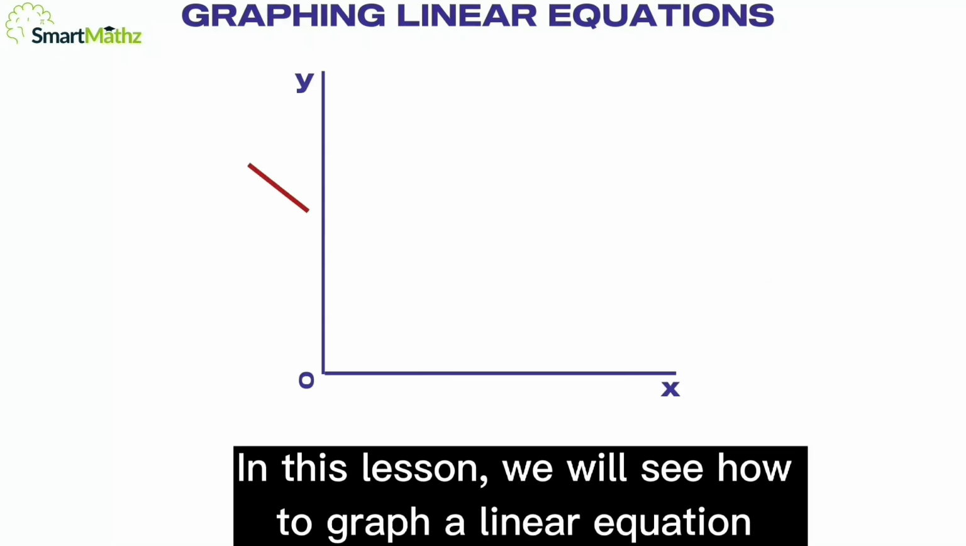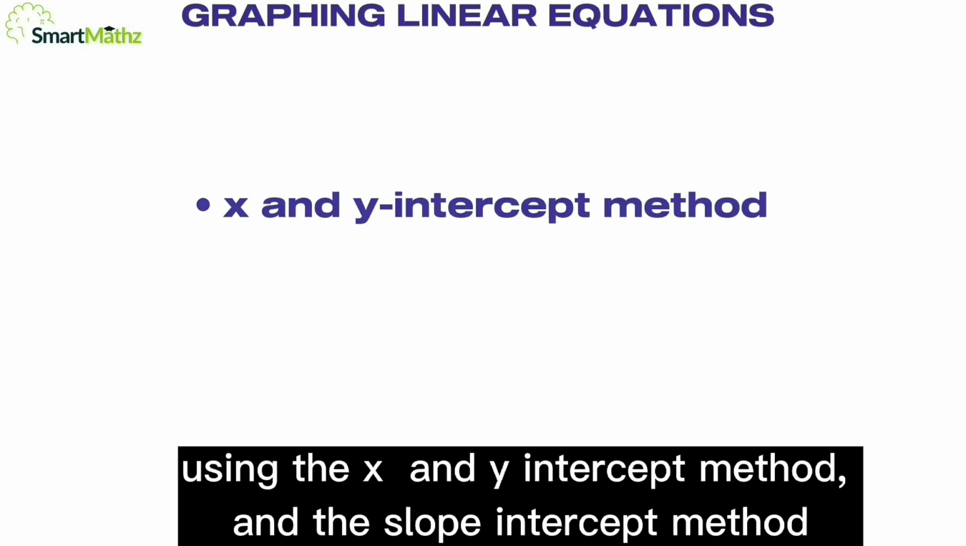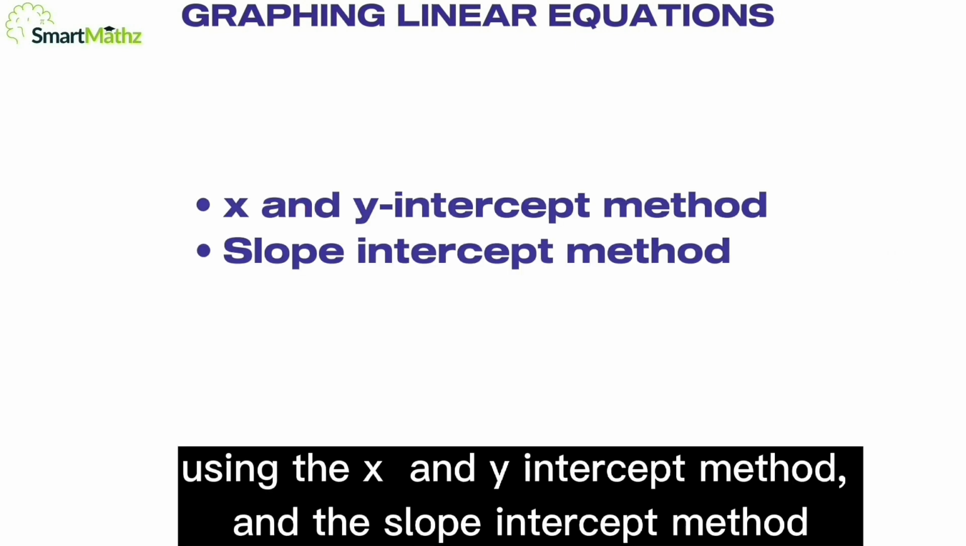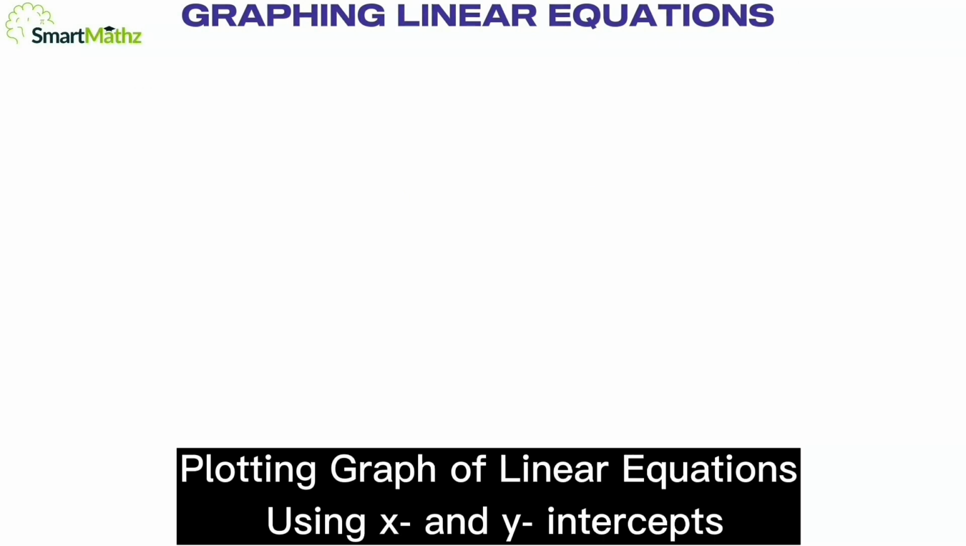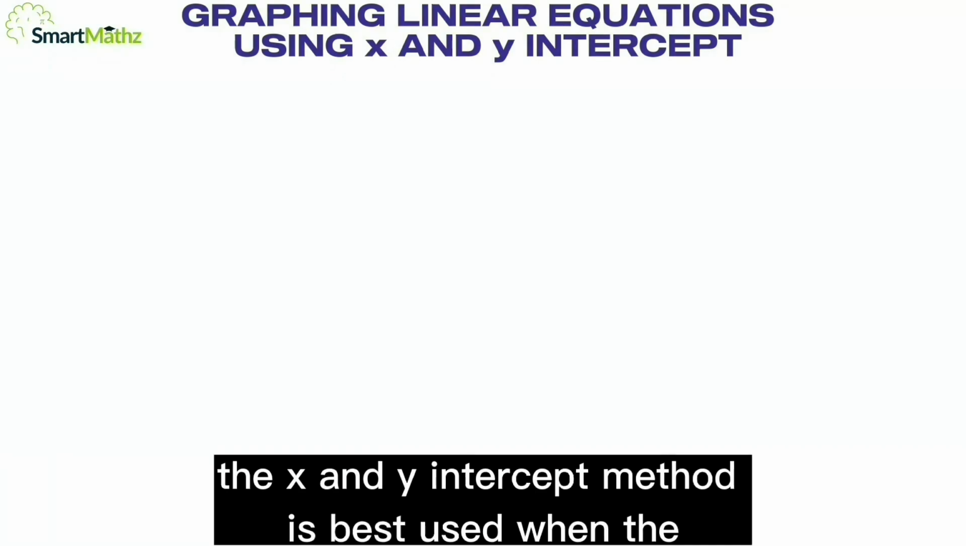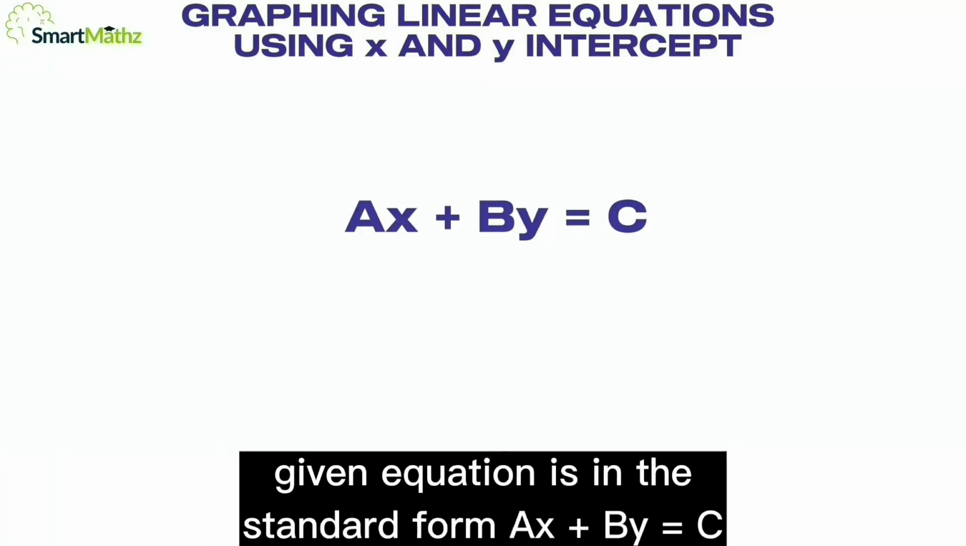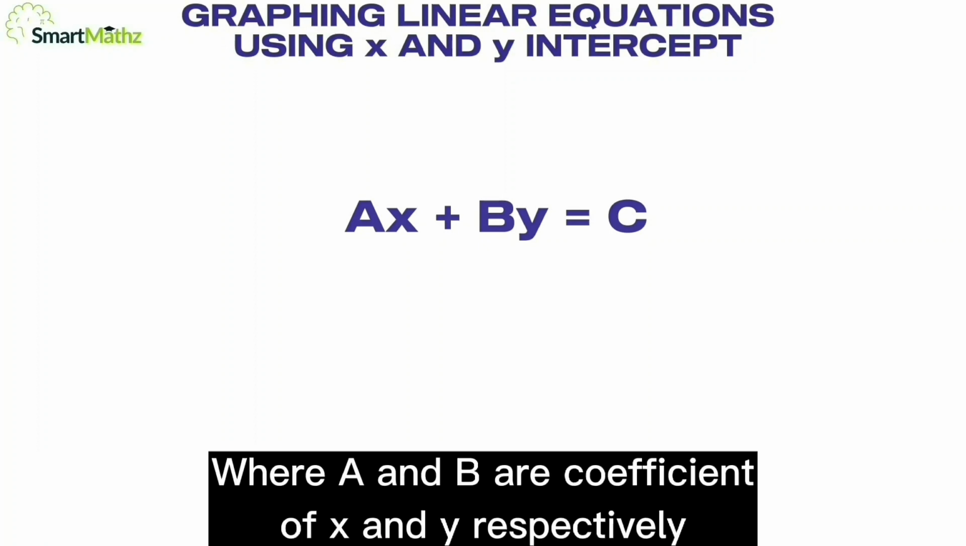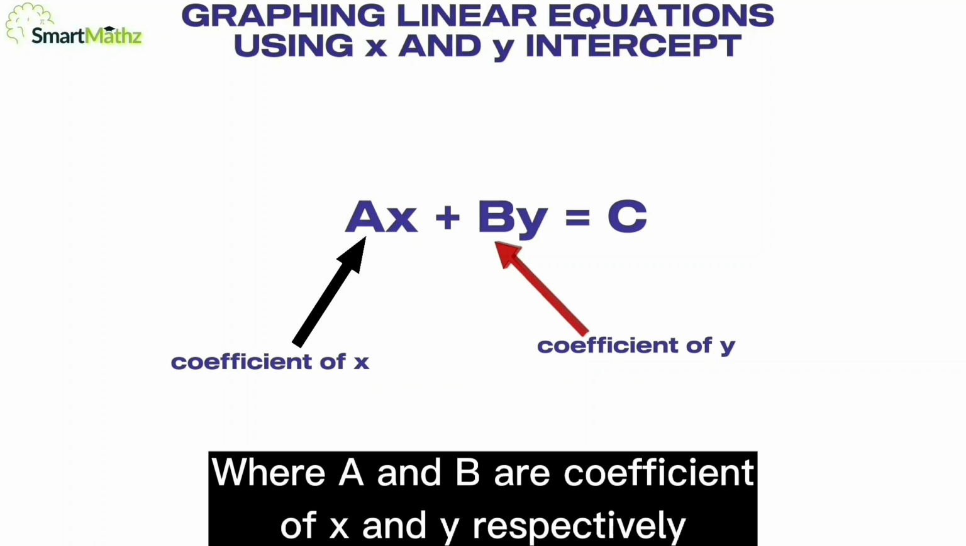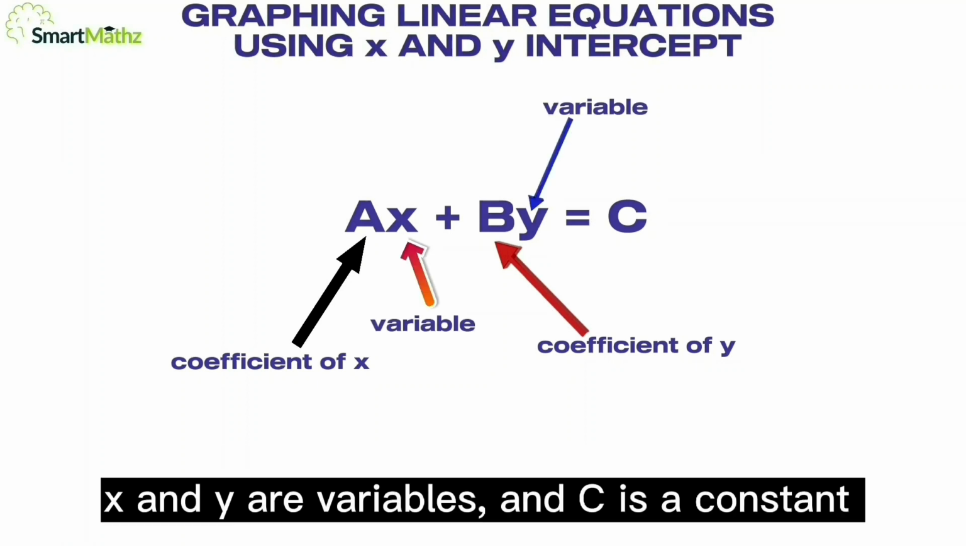In this lesson, we will see how to graph a linear equation using the x and y-intercept method and the slope-intercept method. Plotting graph of linear equations using x and y-intercepts. The x and y-intercept method is best used when the given equation is in the standard form Ax plus By equals C, where A and B are coefficients of x and y, respectively. X and y are variables, and C is a constant.